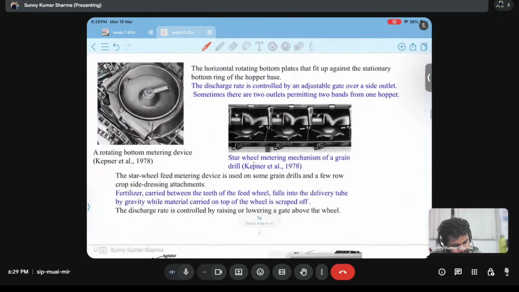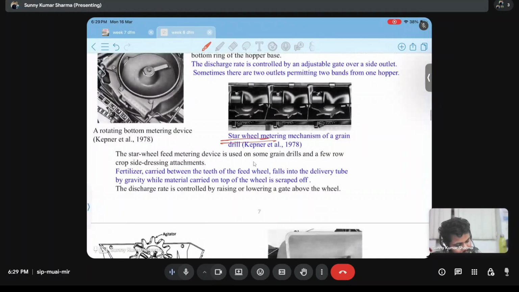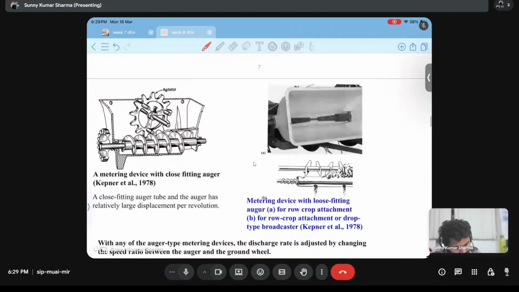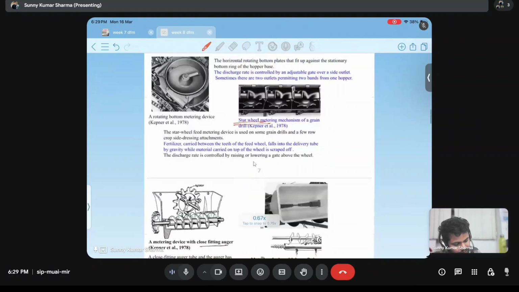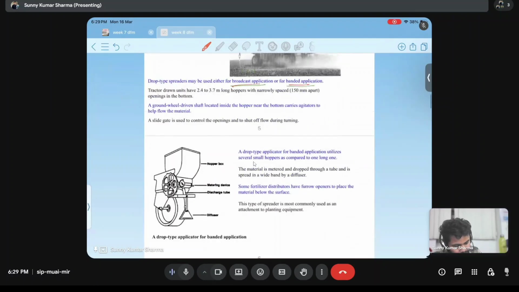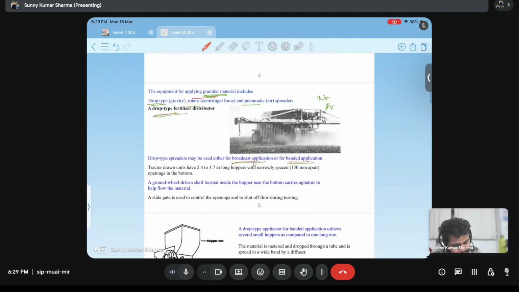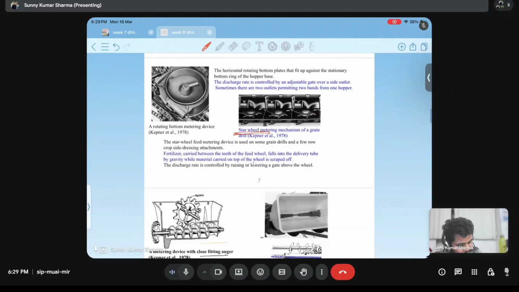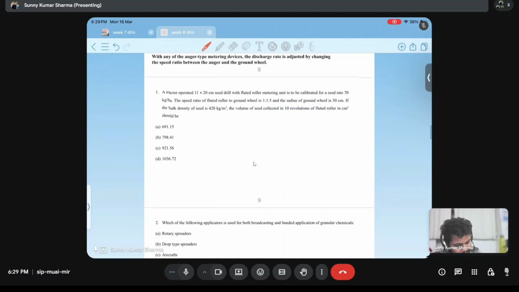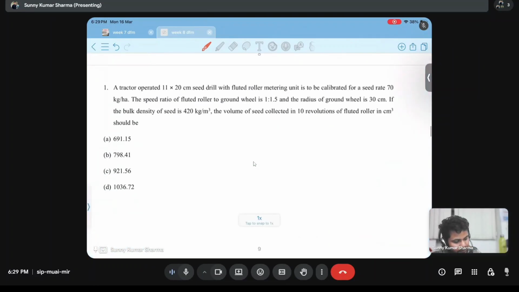Next, for rotating type, we have the starving mechanism type and the auger type. This is the auger type. Building orbit, closed fixed orbit, impulse mechanism. This is for rotating type. So for fertilizer application, we have drop type. In rotary, we have the starving mechanism and this auger mechanism. So this is also interesting.